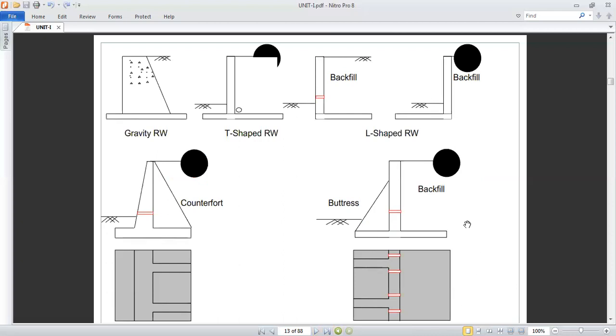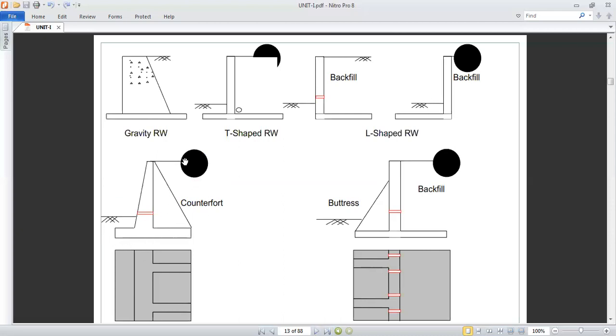So this is a summary of your types of retaining wall. We have gravity retaining wall, T-shaped retaining wall, L-shaped retaining wall. Okay, we have counterfort, buttress. Buttress you can have as an inverse of counterfort. So this side we have active earth pressure, and this side we have passive earth pressure.